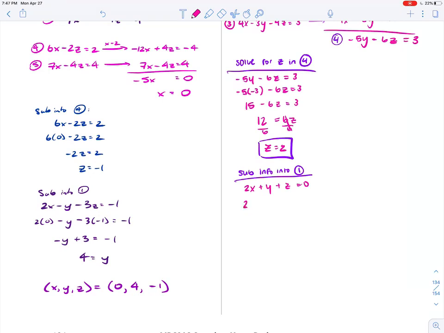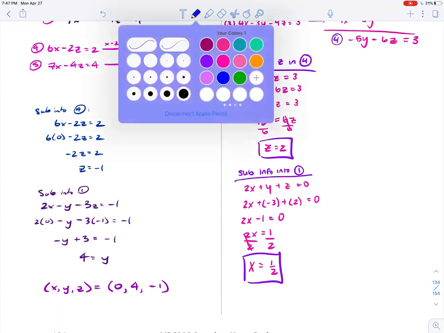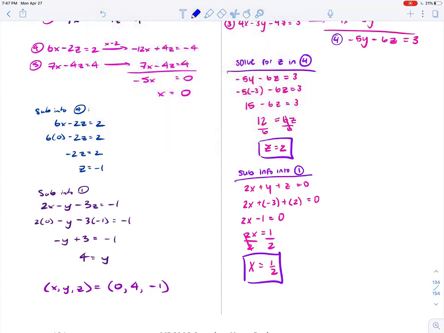Yep. So, I'm going to go ahead and plug in my negative 3 for my y, and I'm going to plug in my positive 2 for my z. I'm going to solve for my x. So 2x plus negative 3 plus 2 is equal to 0. So I have 2x minus 1 is equal to 0. So I get 2x is equal to 1. Divide both sides by 2. X is equal to 1/2.